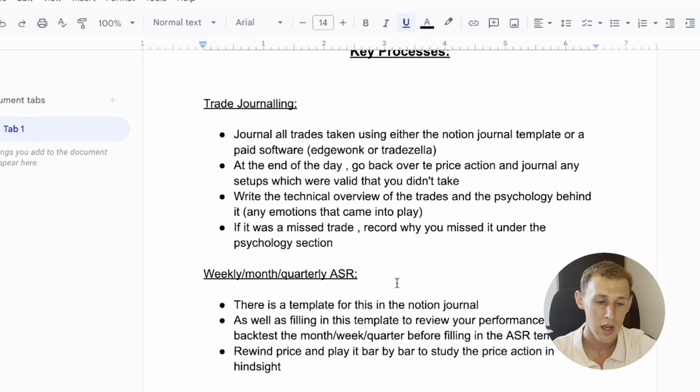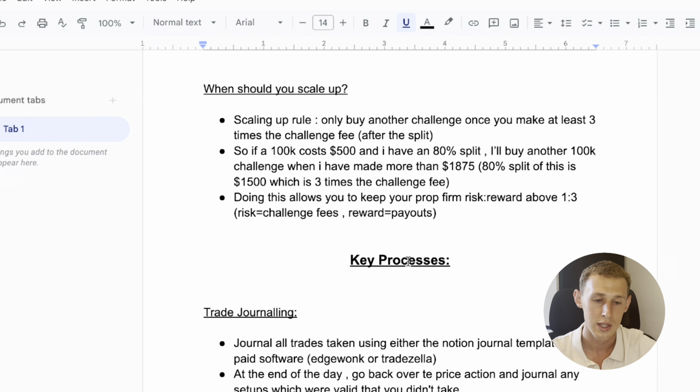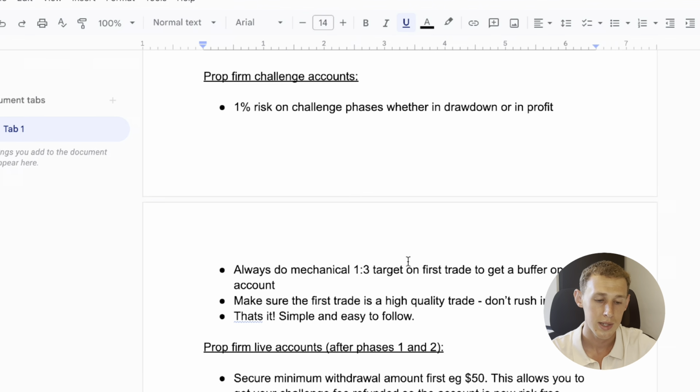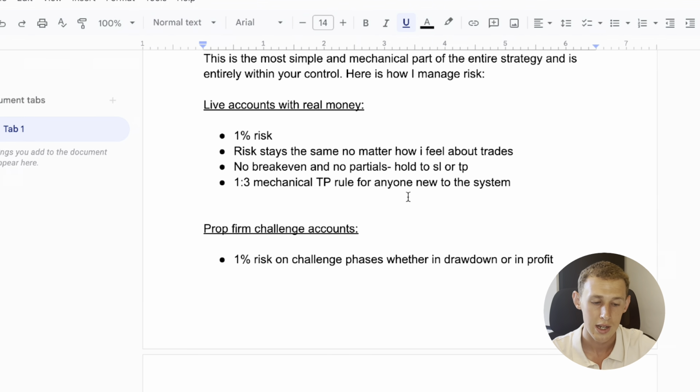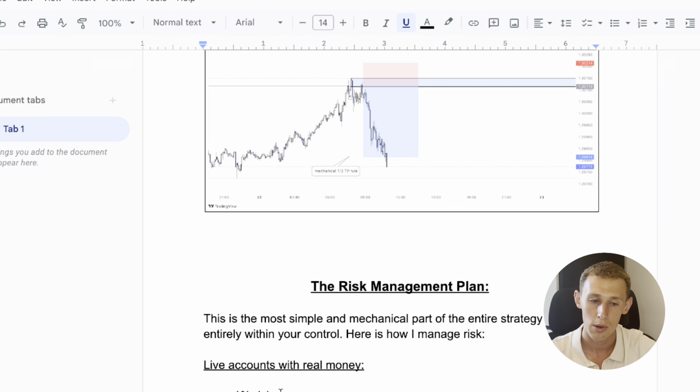But for right now, the only thing I want you guys to focus on is the fact that what I'm doing every single trade is doing a 1% risk on every single position, right? So this means that if the trade hits my stop loss, I would lose 1%. If the trade hits our take profit, which is a 1 to 3 mechanical risk to reward, we would gain 3%.